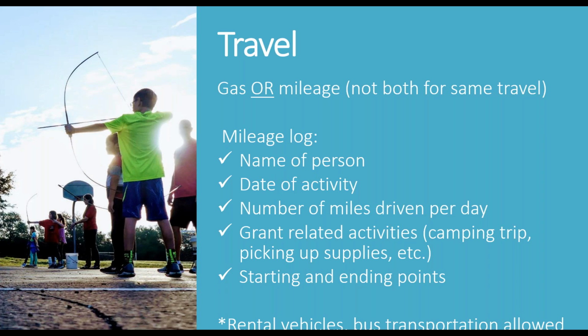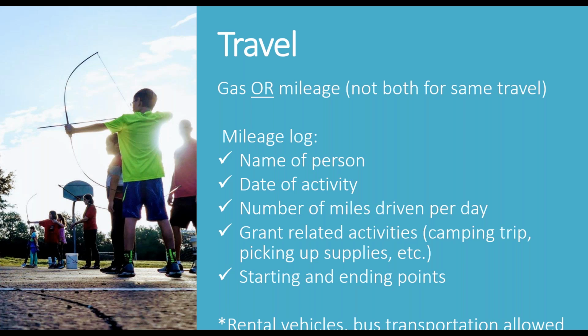And travel. If listed on the approved budget, your organization may seek payment for travel expenses. Rental vehicles, bus transportation, gas, and mileage payments are all allowed as long as they are listed on your approved budget. Keep in mind that you may not claim both gas and mileage for the same travel, as this would be considered double dipping for the same expense. So it either needs to be gas or mileage.